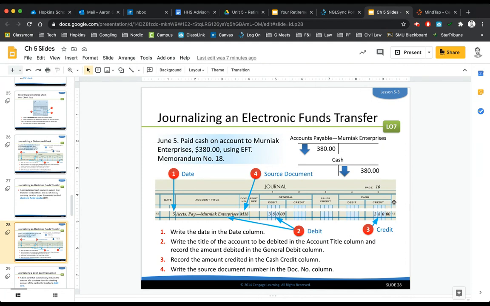So again, very similar to if you were just using cash to pay an accounts payable account, same sort of thing, but you're just using EFT. Don't forget to record memo number 18, your document number.